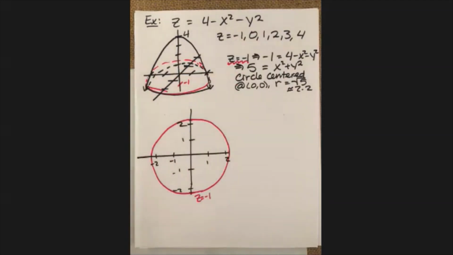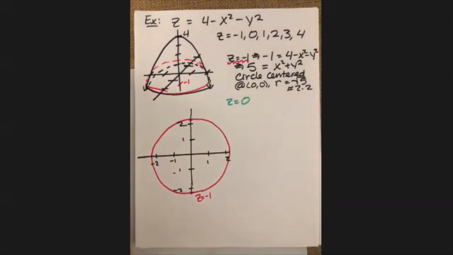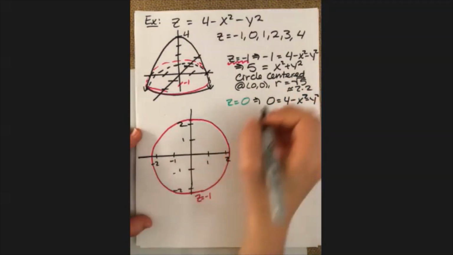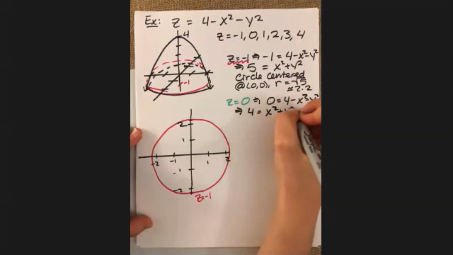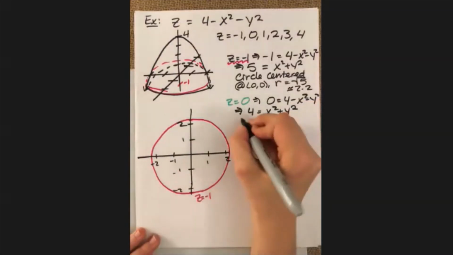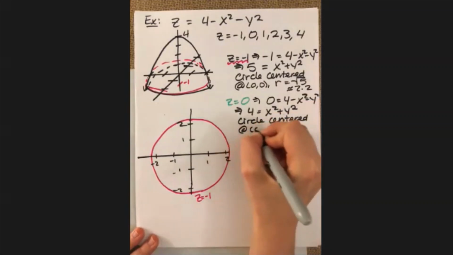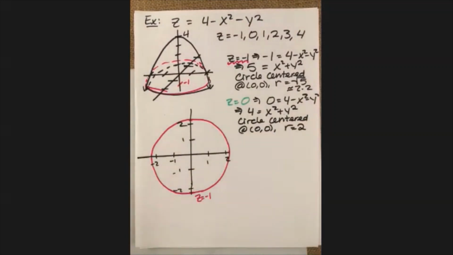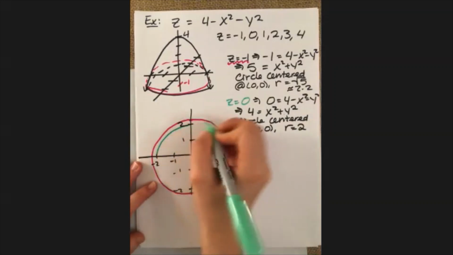So let's do our next one, z equals 0. I guess I'll color code that like so. What this means is that we have 0 equal to 4 minus x squared minus y squared. So you just wind up with 4 equals x squared plus y squared. So this is just a circle centered at 0, 0 still, and this time our radius is just equal to 2. So we can graph this in green, and a circle of radius 2 with center at 0 is going to look like this.